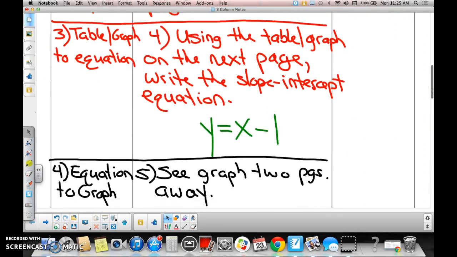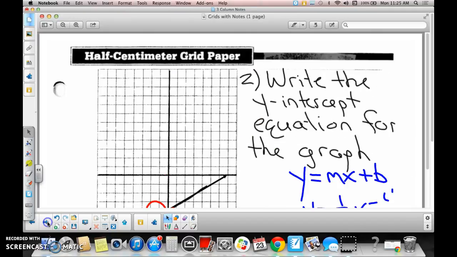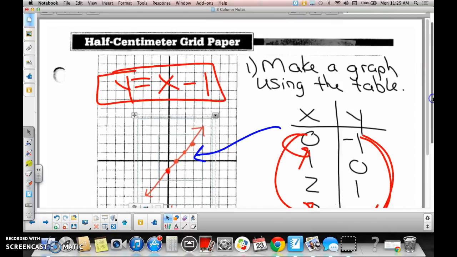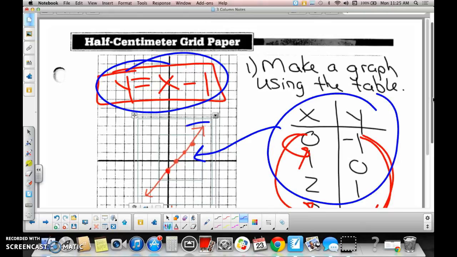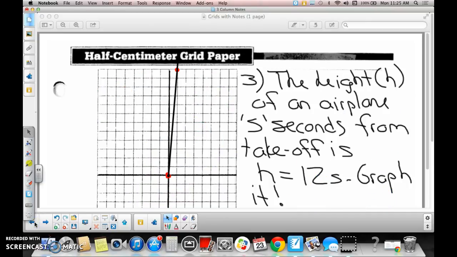Okay, so we did that, and then we went to more notes, and we talked about going from a table or a graph to an equation, and that would have been represented, I believe, in this one. Same one, I guess. We wrote the equation as y equals x minus 1. You could get that from here, or you could have gotten that from there, from the graph or from the table.